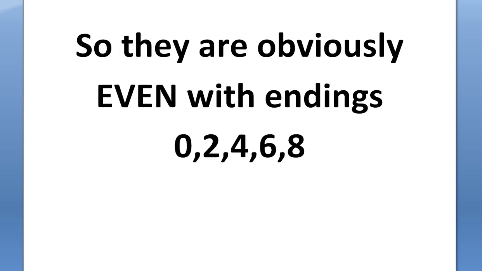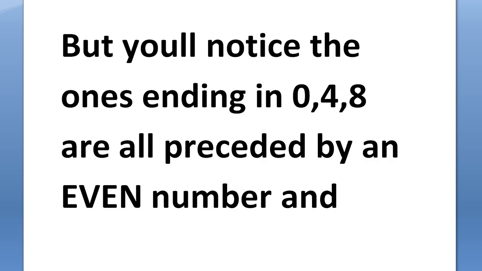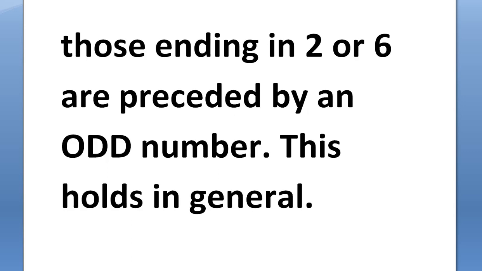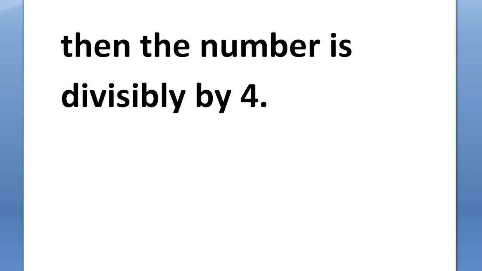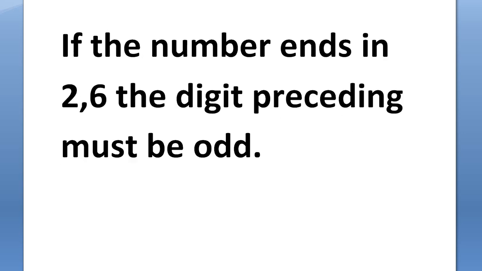So they're obviously even, ending in 0, 2, 4, 6 and 8. But you'll notice the ones ending in 0, 4, 8 are all preceded by an even number, and those ending in 2 or 6 are preceded by an odd number. And this holds in general. So if the number ends in 0, 4 or 8 and the digit preceding it is even, then the number is divisible by 4.